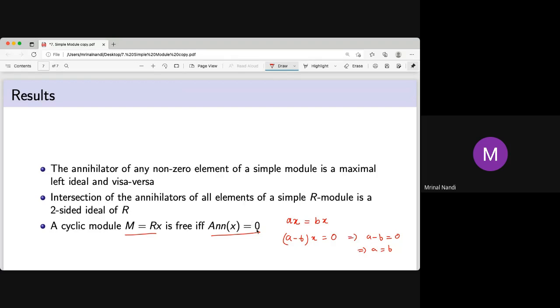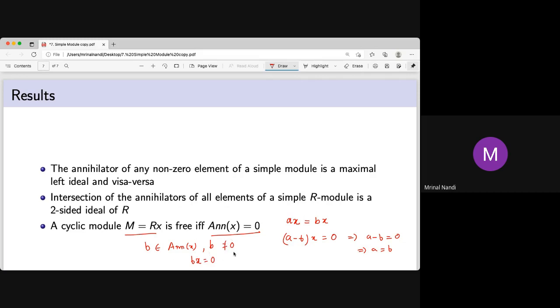We will show the contrapositive. We already proved that if the annihilator is 0, then it is a unique representation. Unique representation means it is a basis, X is the basis for M, that means it is free. We took that definition in the previous video, a free module as one which has a basis. This basis has only one element because it is cyclic, generated by a single element. Now the other way: if the annihilator is not equal to 0, then we have to show it is not free. So there is an element, say y, in the annihilator such that y is not equal to 0. Let's take B, an element of R. Since B is not equal to 0 and B is in the annihilator of X, BX equals 0 by the definition of annihilator.